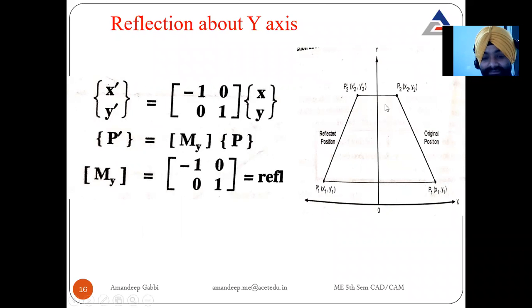Now this is the y axis, and the reflection is the mirror image. Now this P1 P2 line is reflected about this axis, and here you can see that y2 and y2 dash remain same, and y1 and y1 dash again they are same, but x1 from positive has become negative, and x2 from positive has become negative. So for this, the matrix to be used is -1 0 0 1.